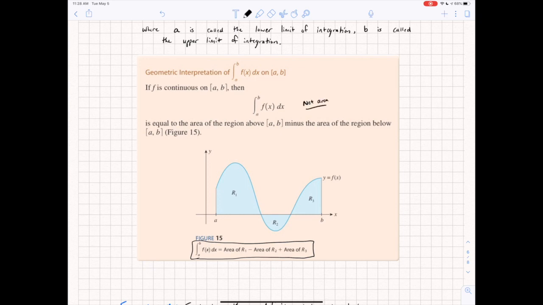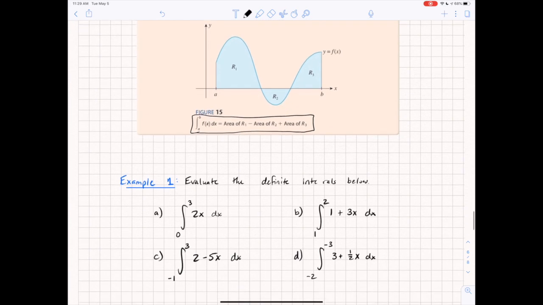If something dips below, it stays negative. It's not finding total area, right? It's going to treat that as negative space when you do a definite integral. All right, and that's just something I wanted to let you know. It's not something that we're going to worry about too much here because we're not going to dive into that mathematical realm too much.